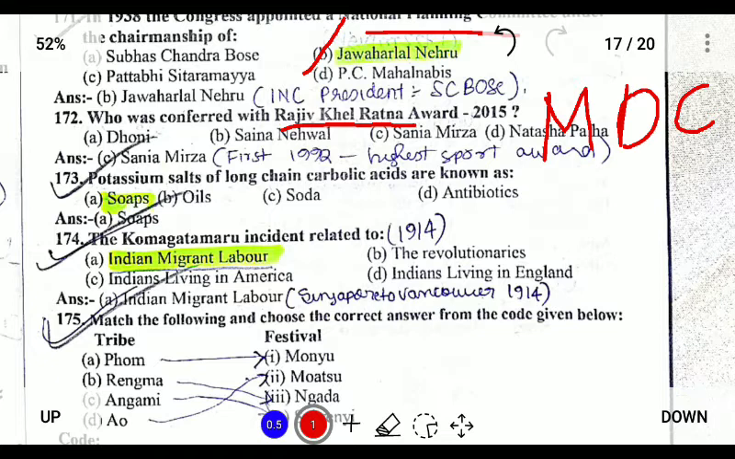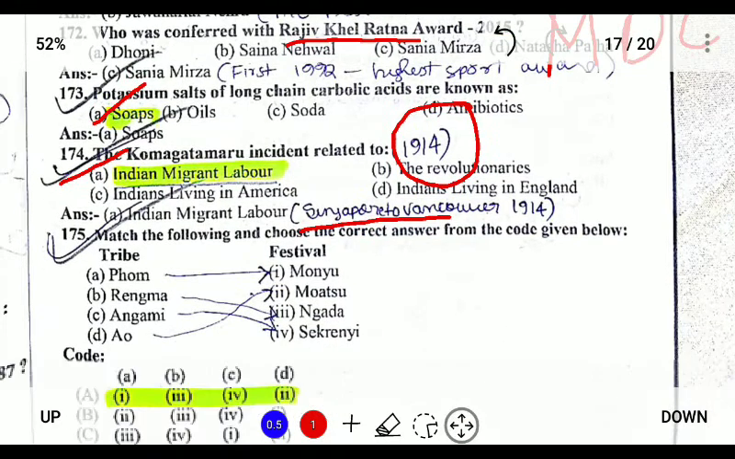Next, potassium salts of long chain carboxylic acid is also known as soap. So soaps are long chain potassium salts of carboxylic acid. Komagata Maru incident is related to Indian migrant labor, and it is a Japanese ship that sailed from Singapore to Vancouver in 1914 during the First World War.